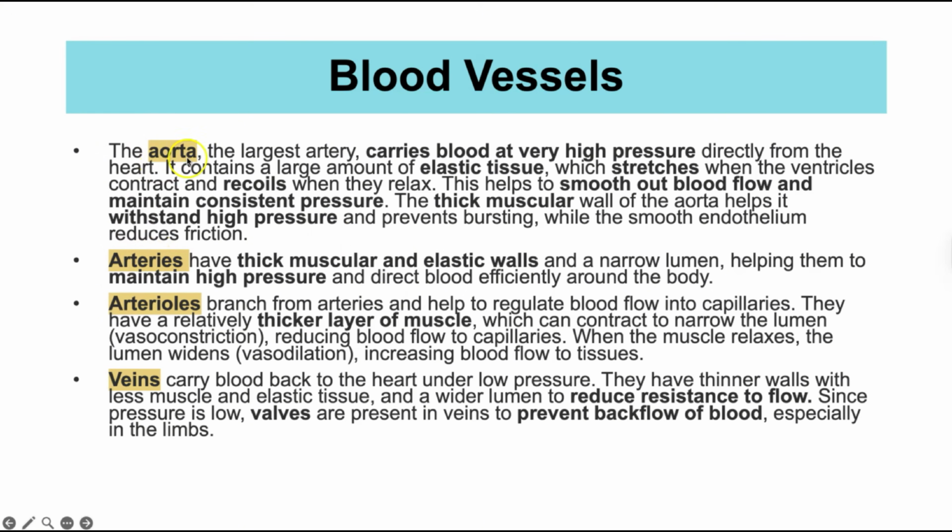Arteries in general, the aorta is an artery, but it's the thickest, the biggest. Arteries all have thick muscular and elastic walls. That means they've got a narrow lumen for the blood to flow through, and it helps them to maintain the high blood pressure as they are directing the blood from the heart away to all of the cells of the body. Arterioles are going to be branching from the arteries and help to regulate blood flow into the capillaries.